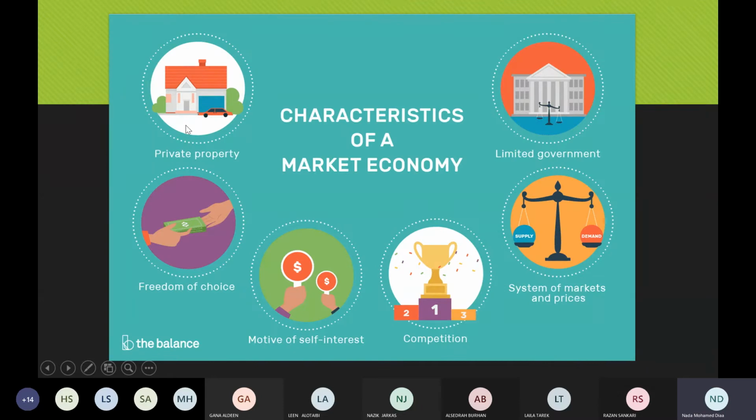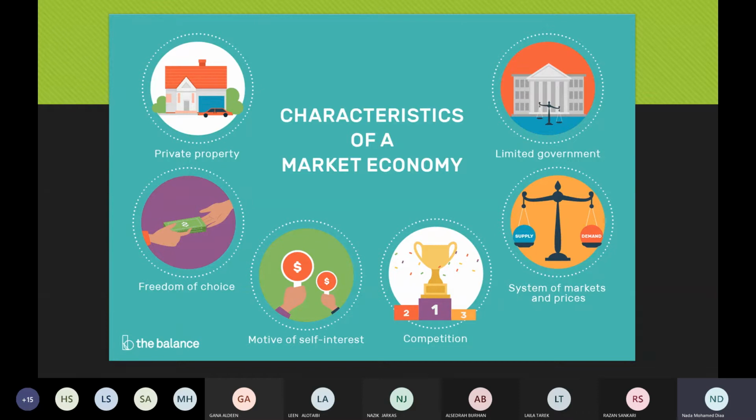I have private property. I can build my own house. Freedom of choice. I can go to work in an education school, or I can leave school, or I can go to a firm. Motive of self-interest. I will open a shop, and after I open the shop, I will buy these products. I have to give the best service, or I will open a restaurant. I have to give the best service to be number one, to get money.